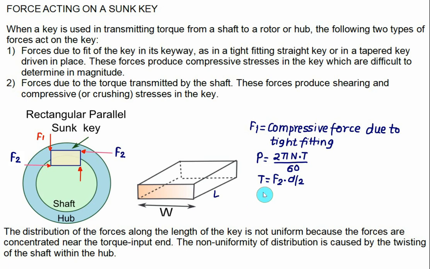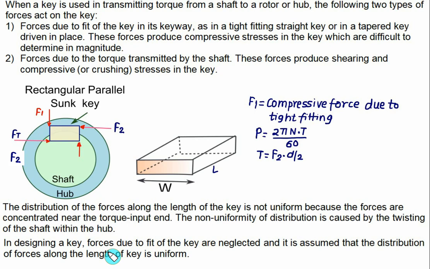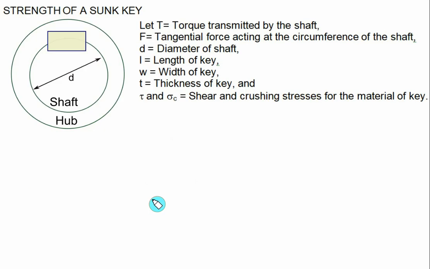So in designing a key, the forces due to the fit of the key are neglected, and it is assumed that the distribution will be uniform along the length of the key. That is the assumption. So we are not going to consider the forces due to the fit, that is F1. We will neglect it and design only on the basis of F2. So distribution you have to take as uniform along the length of the key. We'll design the key for crushing as well as for shearing.